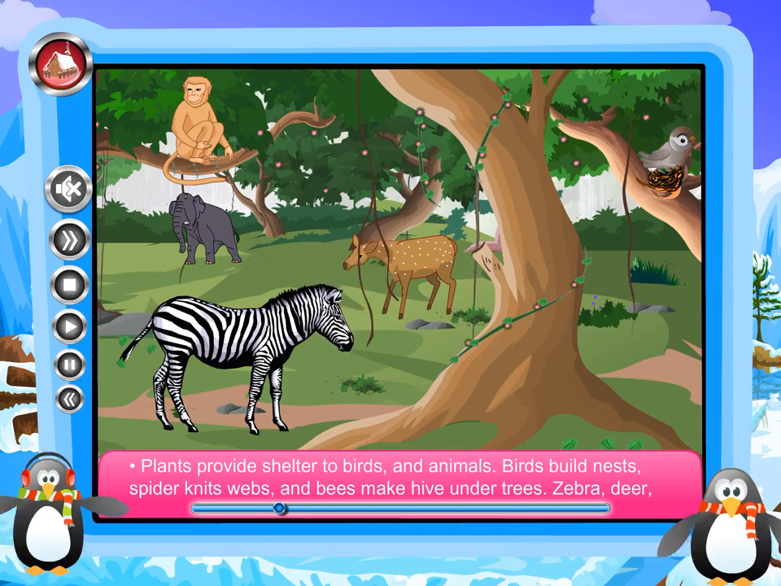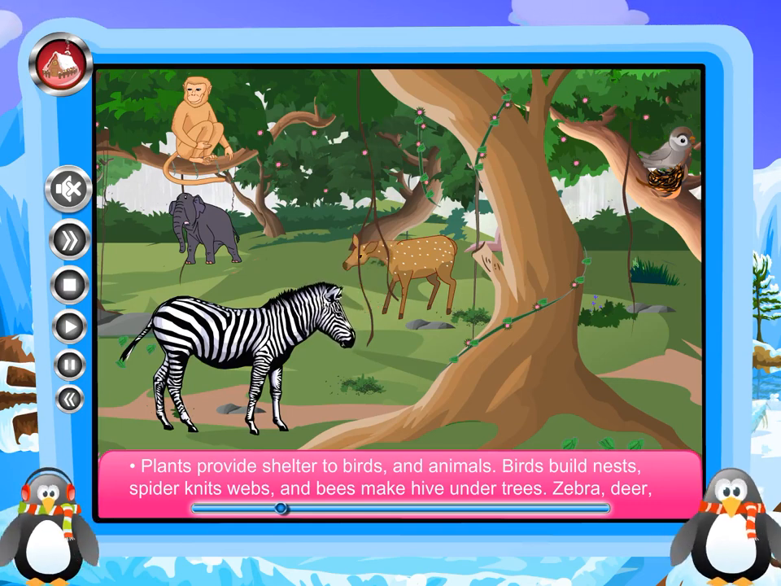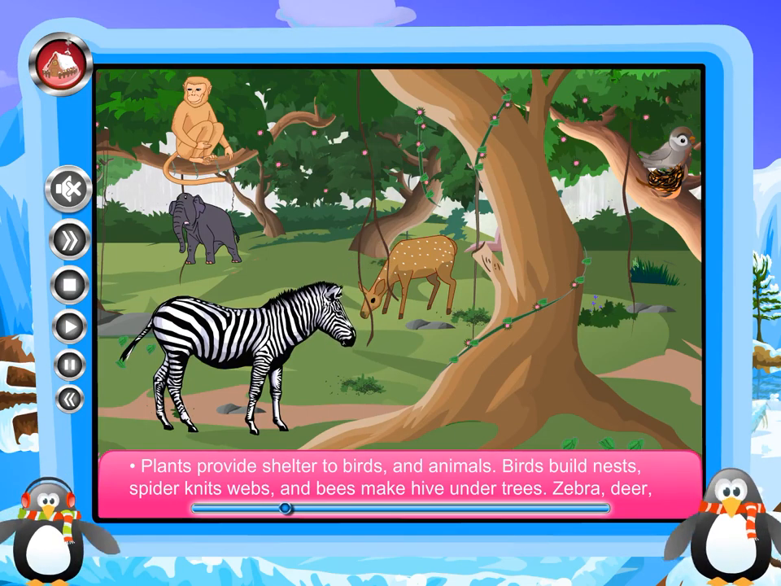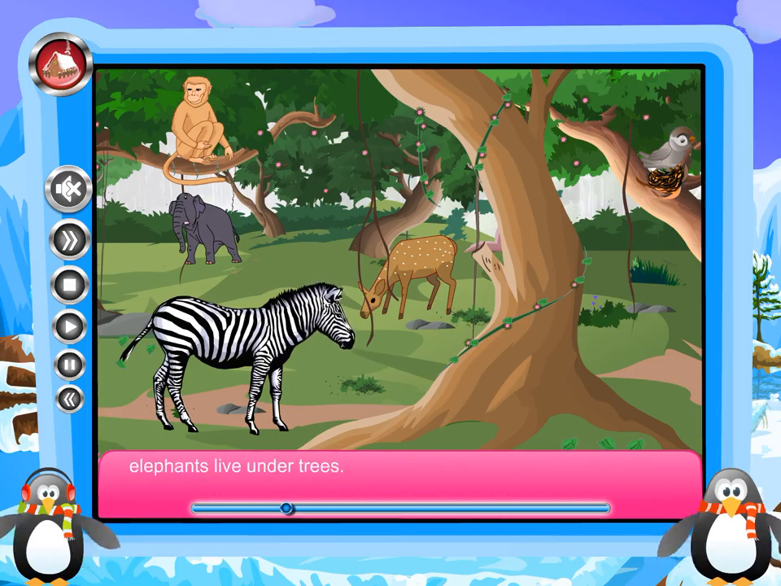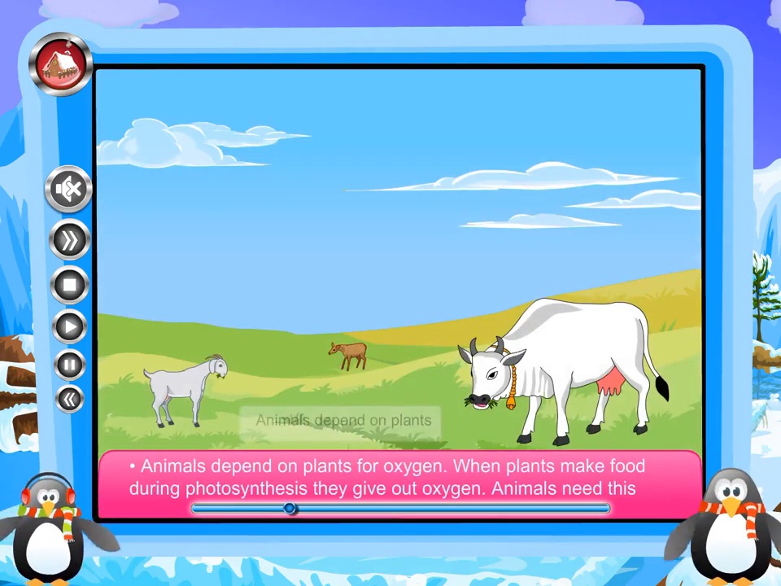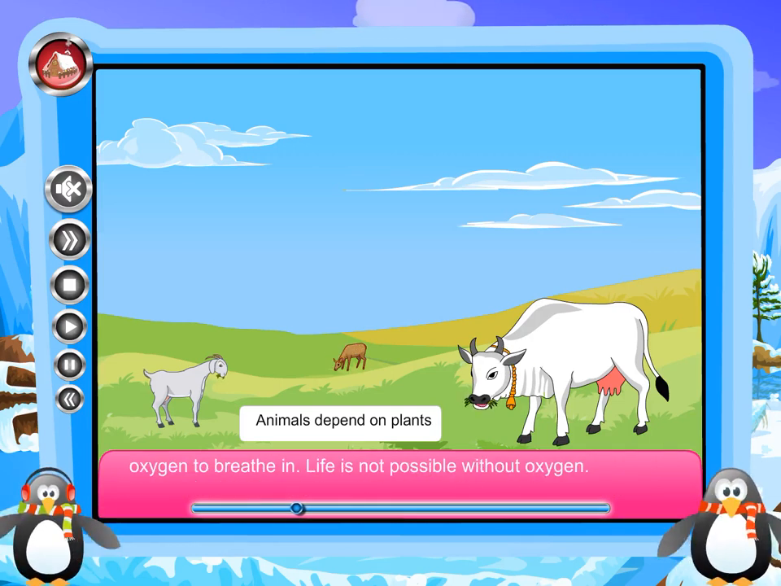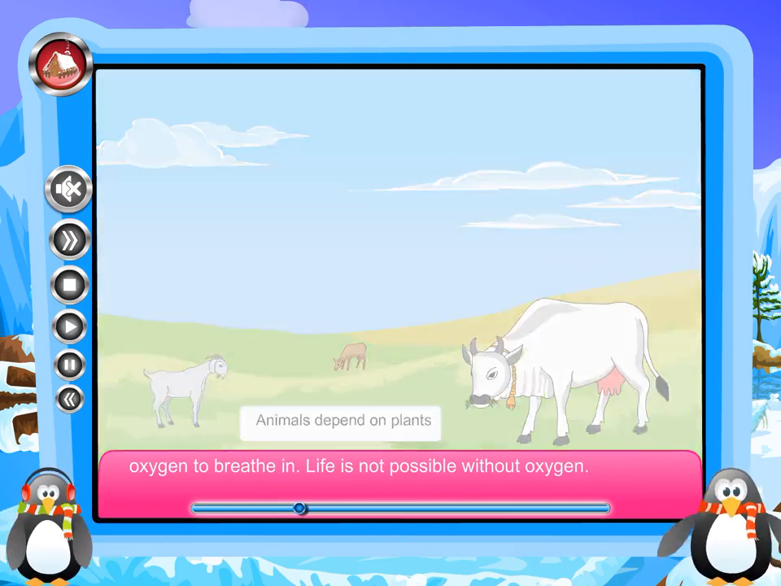Plants provide shelter to birds and animals. Birds build nests, spiders knit webs, and bees make hives under trees. Zebra, deer, elephants live under trees. Animals depend on plants for oxygen. When plants make food during photosynthesis, they give out oxygen. Animals need this oxygen to breathe in. Life is not possible without oxygen.